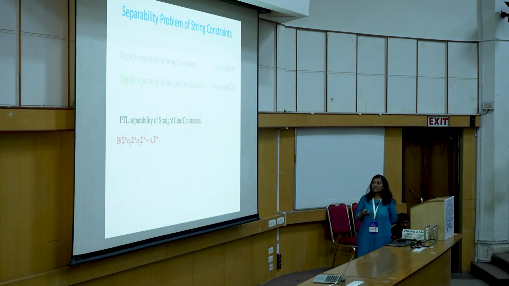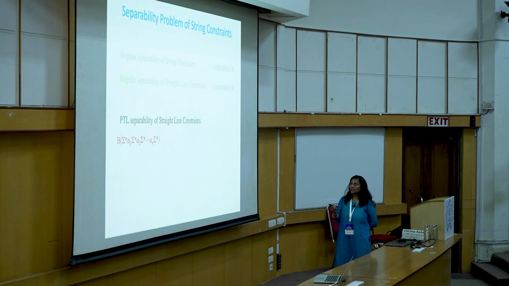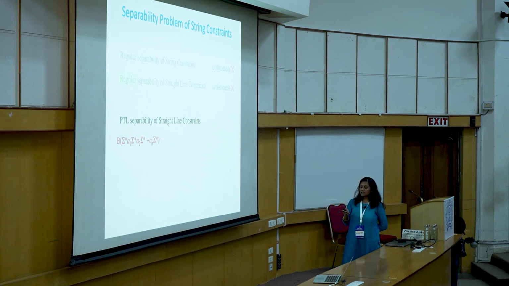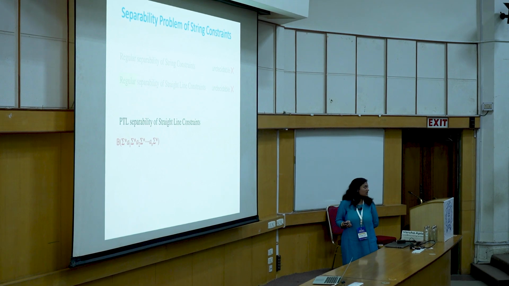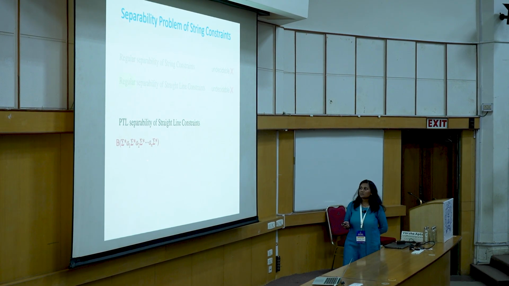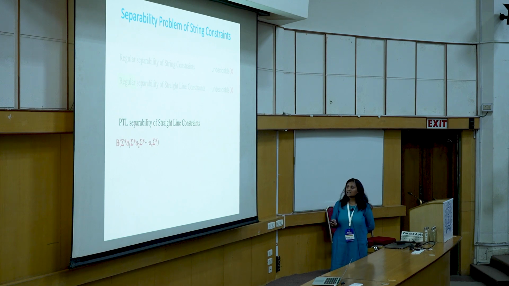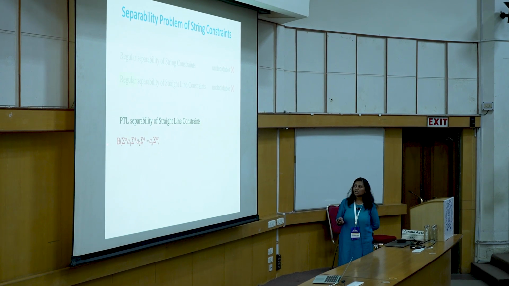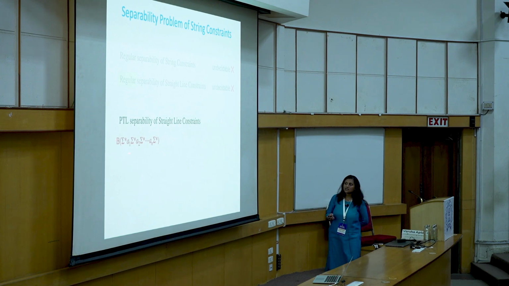For all of them, this PTL separability is well studied. So for our usage also, we use help of it. And piecewise testable language is a Boolean combination of piece languages, which is of the form sigma star A1, sigma star A2, sigma star AN. So basically it says that there is a subword A1, A2, AN. And such languages, if they are connected with union, intersection, negation, then it becomes PTL class.